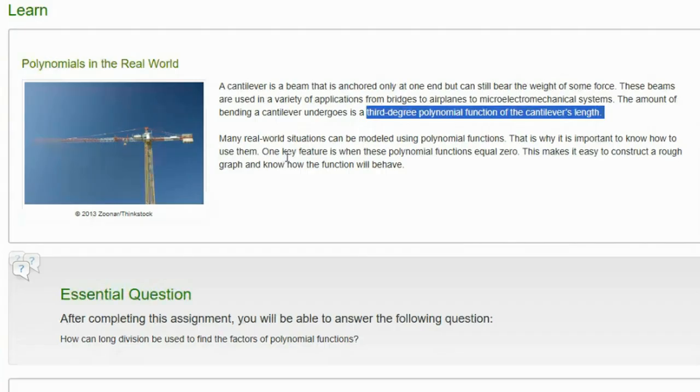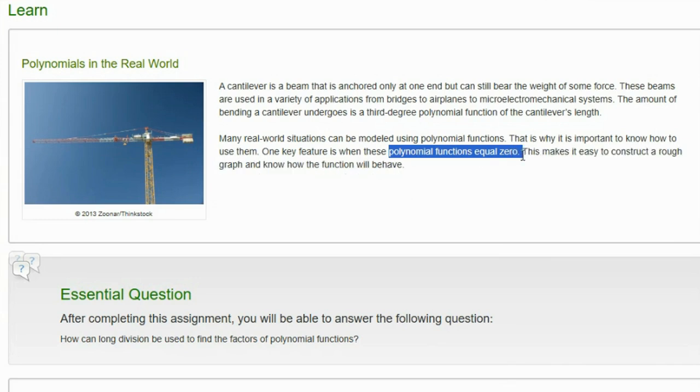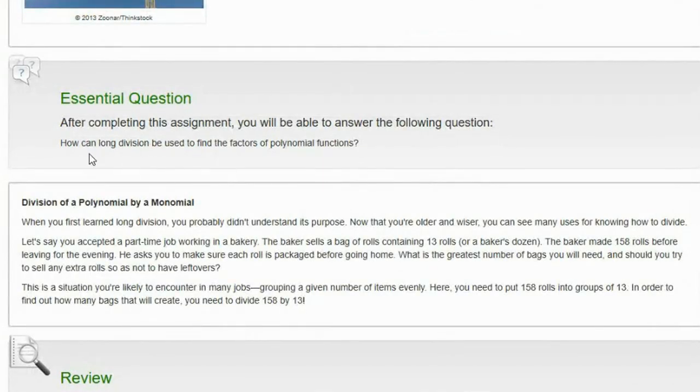Many real-world situations can be modeled using polynomial functions. That's why it's important to know how to use them. So one key feature is when these polynomial functions equal 0. Like when we solve quadratics, we set it equal to 0 because that tells us important things. This makes it easy to construct a rough graph and know how the function will behave. So we're going to learn how long division can be used to find the factors of a polynomial function.